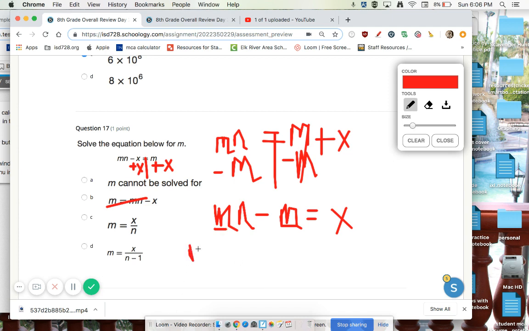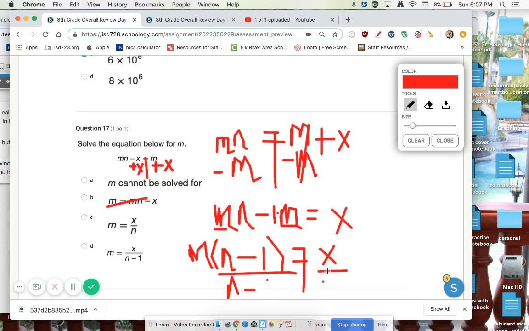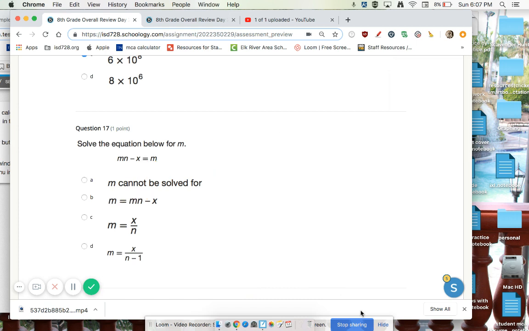So it would be m. I'm going to take m out of both of them. If I take an m out of here, I have an n left, minus, if I take an m out of here, it's not 0. There's really a hidden 1 there. So I have a 1 left, equals x. And now these are sticking together. That represents multiplying. So to get rid of multiplying, you divide. So I would divide both sides by n minus 1. And that is that letter D. The option is x over n minus 1. So D is the correct answer.